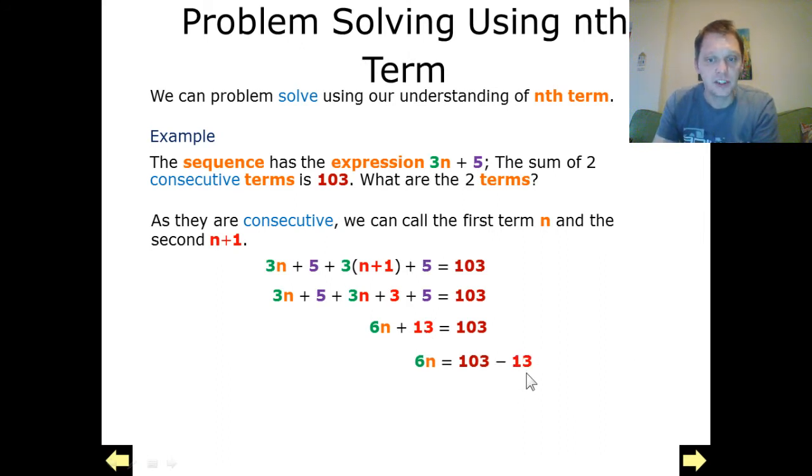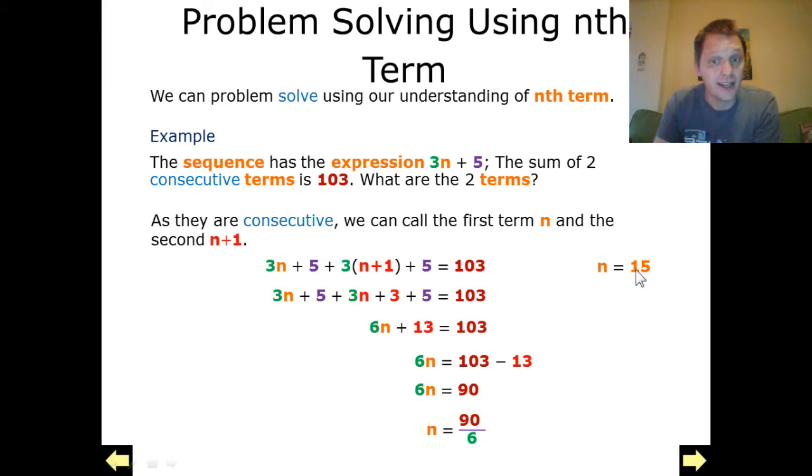Now, if I was to subtract 13 from both sides, or take my positive 13 from the left-hand side to the right-hand side, it'll become negative 13. That gives me 6n equals 103 minus 13, which means that 6n equals 90. Now, if I was to divide both sides by 6, n would equal 15.